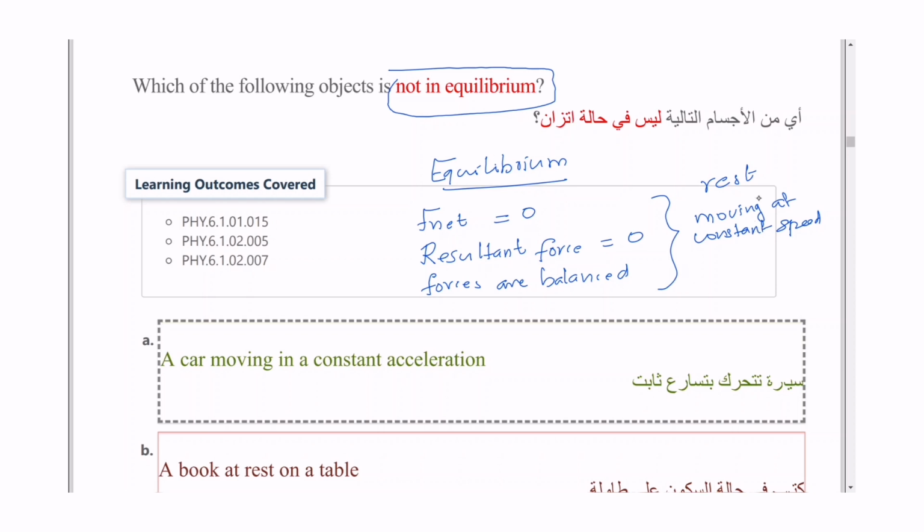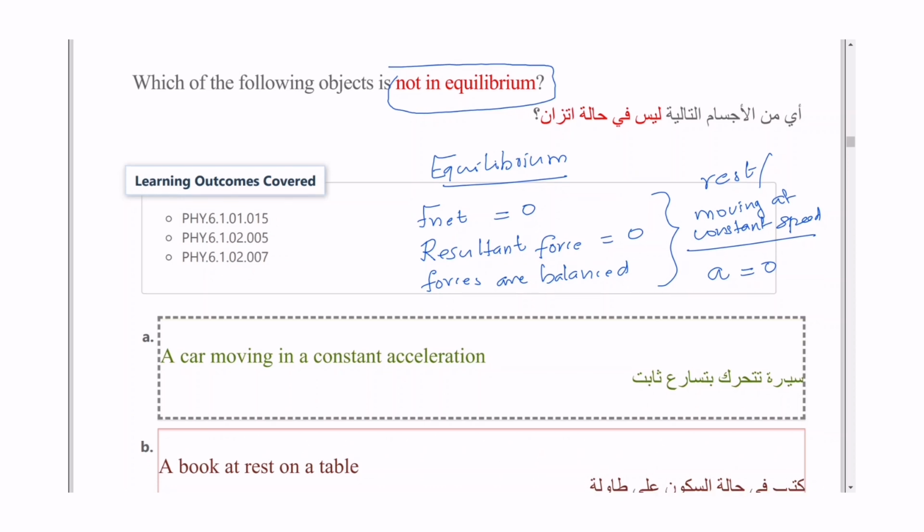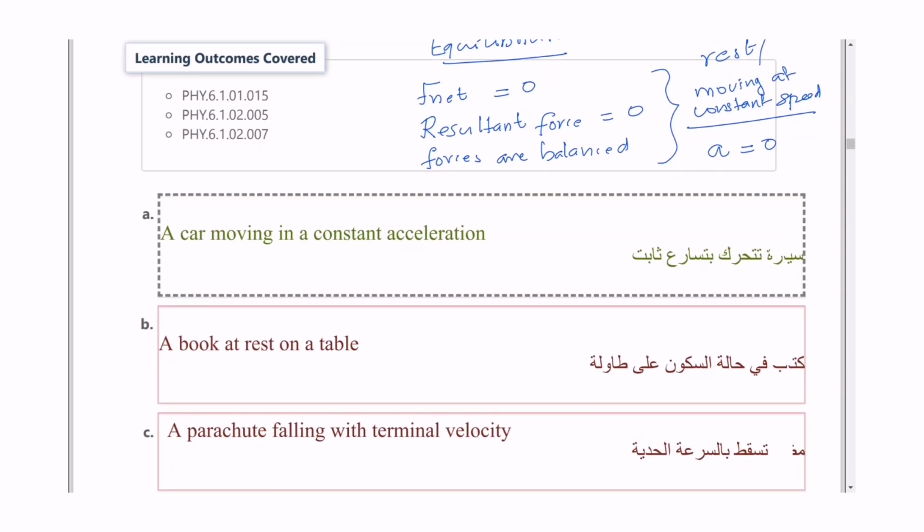So if the object is at rest or moving at a constant speed, what about the acceleration? Acceleration will be equal to 0. So if the forces are balanced or the net force acting on the object is 0, we say the object is in equilibrium. If the object is in equilibrium, the acceleration of the object will be 0, which means the object will be either at rest or moving at a constant velocity. So that is the meaning of equilibrium.